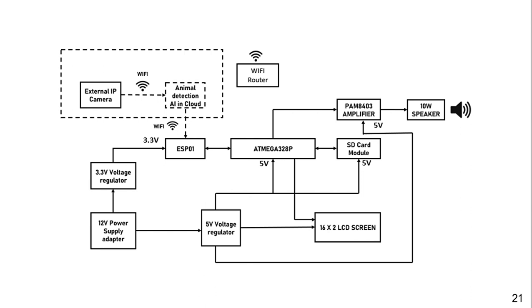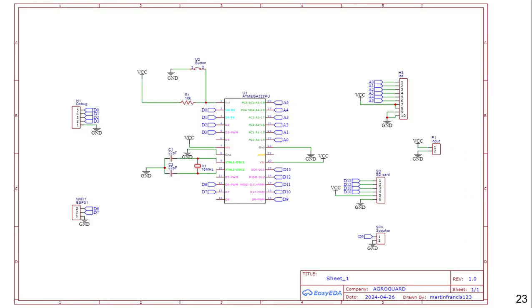using a 7805 IC. We will be converting 12 volt to 5 volt, and using an LM317 variable regulator, we will be converting the 12 volt to 3.3 volt. 3.3 volt will be used by our ESP01 module, and 5 volt will be used by the rest of the entire system. Now this is our circuit design.